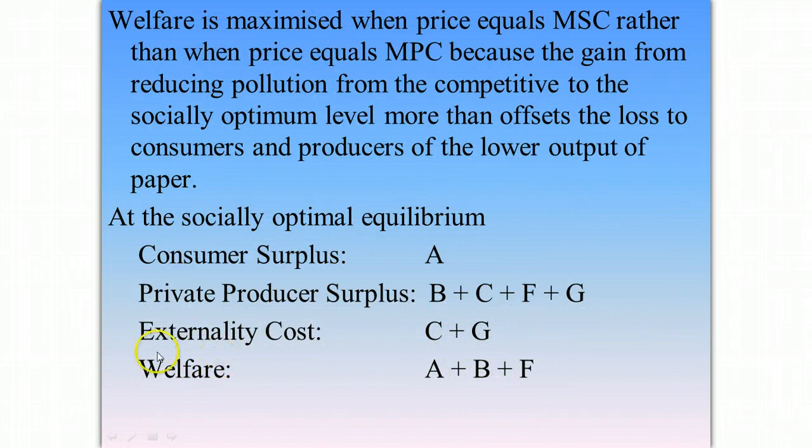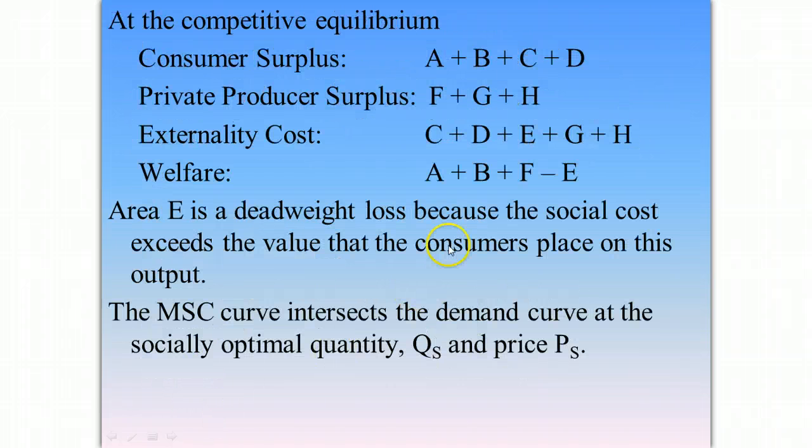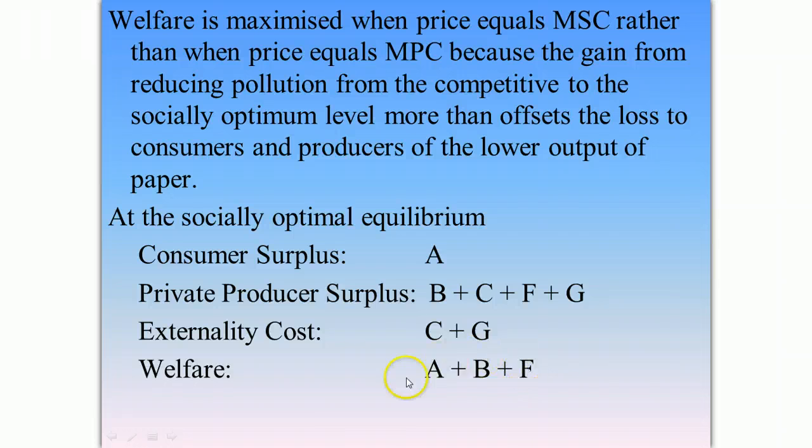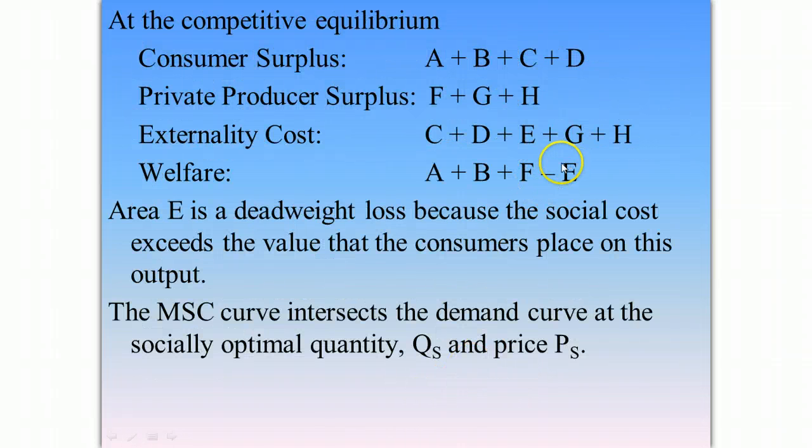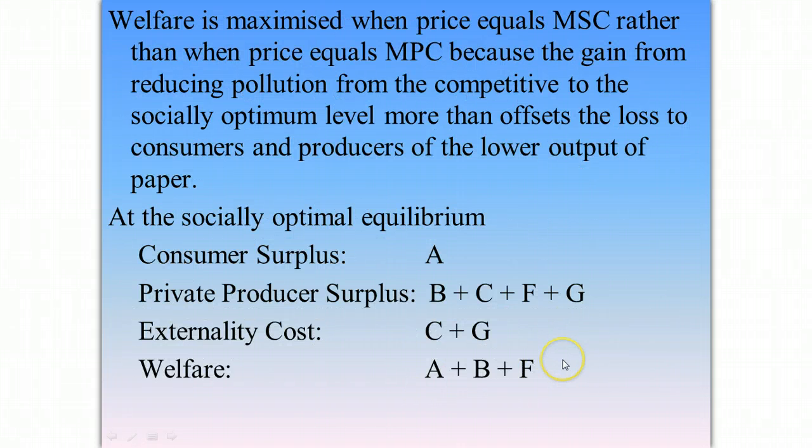So clearly this level of welfare is greater than this level of welfare, because the same positive elements are there, and the negative element here is eliminated here. So the externality imposes a cost on society. There is a deadweight loss. So this is why we refer to the market as being inefficient. There is a market failure. Welfare is not maximized.